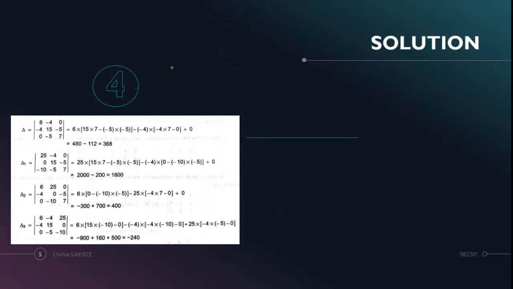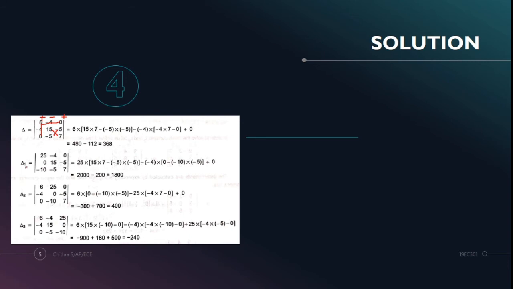Now coming to the next step, we have found the delta value, delta 1, delta 2 and delta 3. I hope you remember how to find the determinant. So this is plus, this is minus and this is plus once again. So it is plus of, close this row and this column, so it is 15 into 7 minus 5 into minus 5. Minus of, close this row and this column, it will be minus 4 into 7 minus 0 into 5. And again plus of 0 into anything, so it becomes 0. So we have not written the third column there, right?